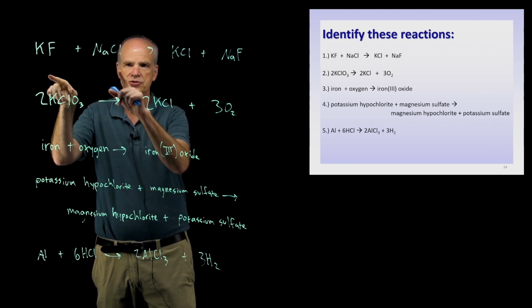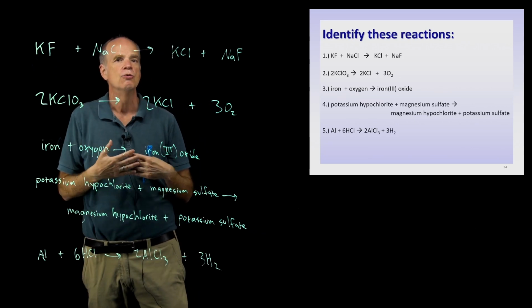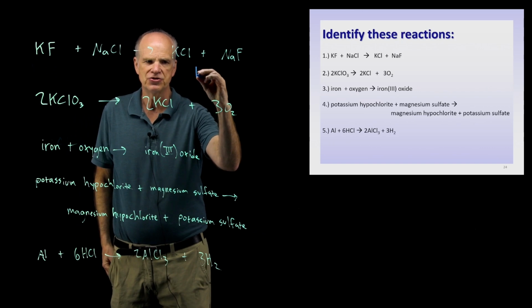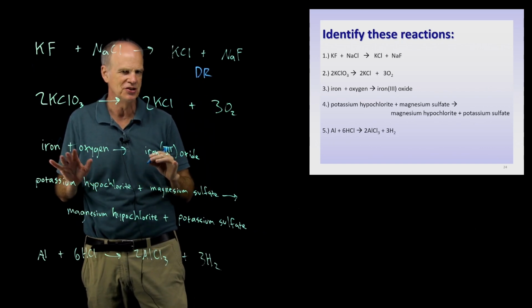Sodium chloride is a compound. Two compounds as reactants, two compounds as products. Whenever you have that happening, this is a double replacement reaction. So I'm just going to write DR for double replacement. And so actually you can sort of see the mechanism here.